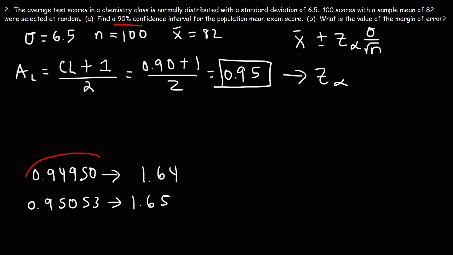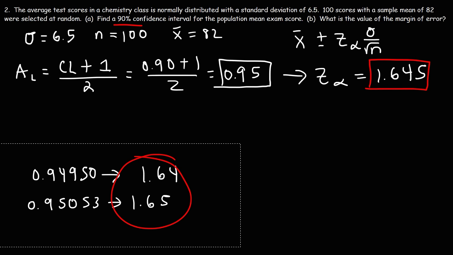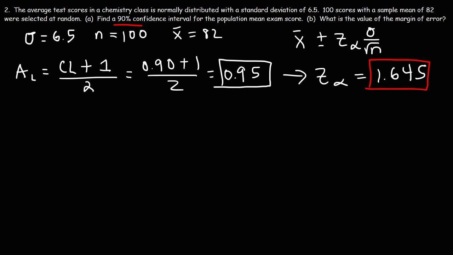Now, both of these two numbers, they're equidistant from 0.95. So to get the best z-value, we can average those two values. If you add them up and divide by 2, you'll get the number in the middle, which is 1.645. So that's a quick and simple way in which you could find the z-score from a confidence level value. So now that we have the z-score, we can go ahead and construct the confidence interval. So let's plug in everything into this expression.